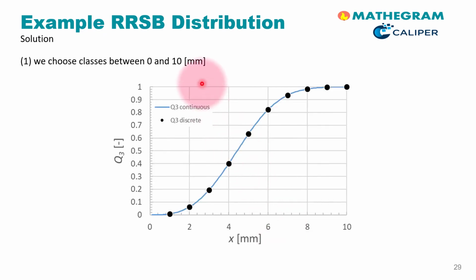The solution for task 1 is quite simple, as you see here. 10 classes with a class increment of delta x = 1 mm is a suitable solution. Thus, we span our classes from 0 to 10 mm. Note that we use the Q3 values at the upper class limits. This is because cumulative distributions are defined at the upper class boundaries.